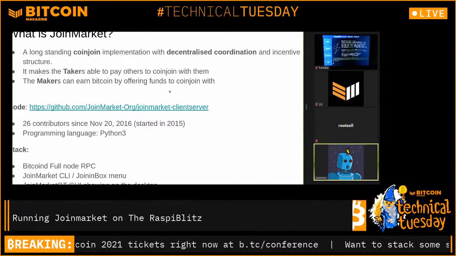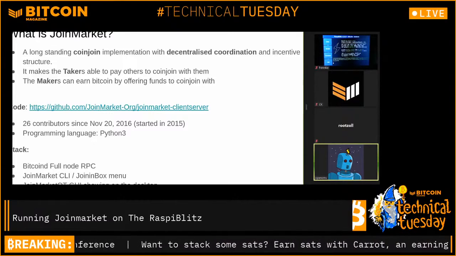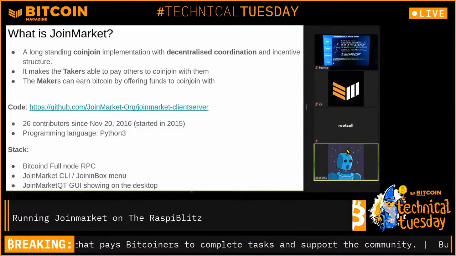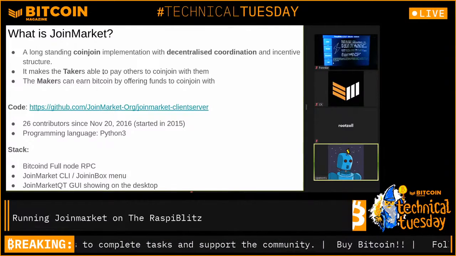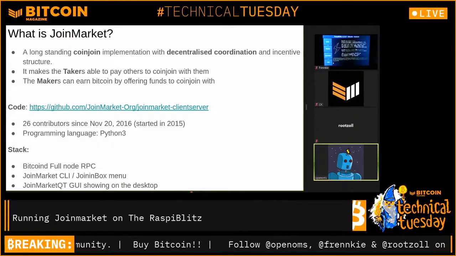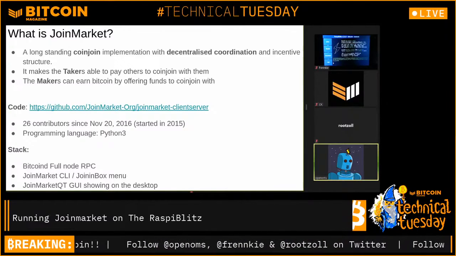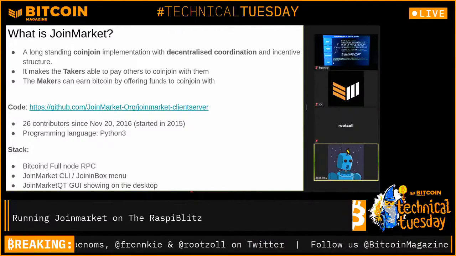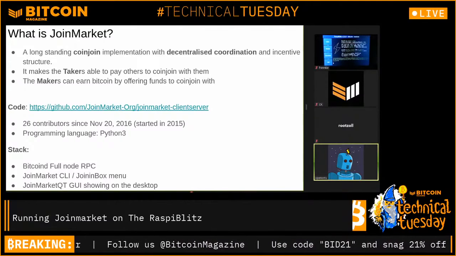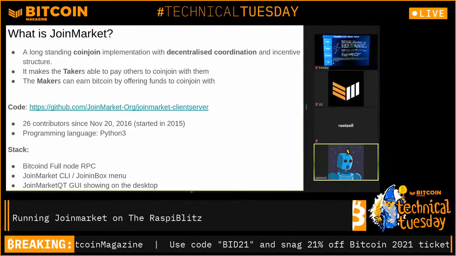So we have three main CoinJoin implementations. Most popular is JoinMarket, then Wasabi wallet, and the most recent and also quite popular is Whirlpool from the Samurai wallet. But we'll just focus on JoinMarket and what it does. It has this maker and taker model, which makes takers able to pay others to CoinJoin with them, and the makers can earn Bitcoin by offering funds to CoinJoin with. It's all a decentralized structure. There is no central coordinator, but it's always the taker who is collating the transaction and coordinating, basically.